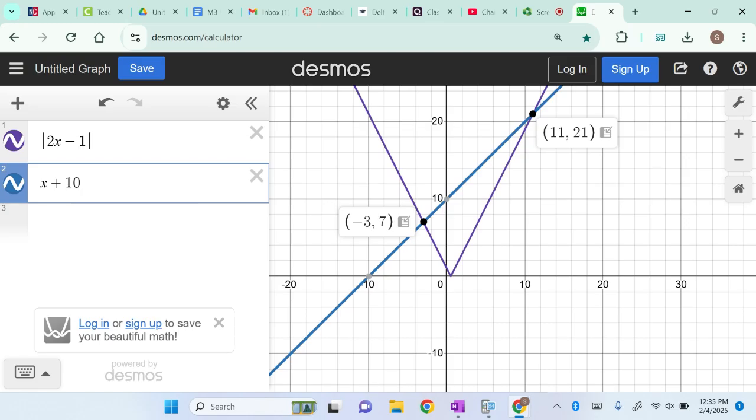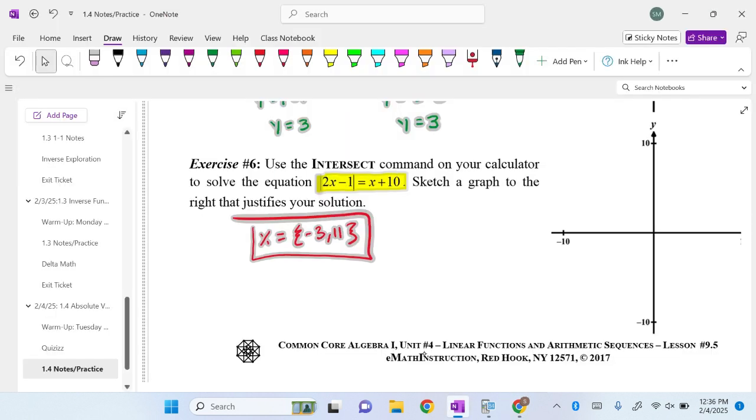You click on them because Desmos will tell you exactly what those points are. And you only want to use the x values only. So the x values are your answers. So -3 and +11. That's how you would find that. Any questions?